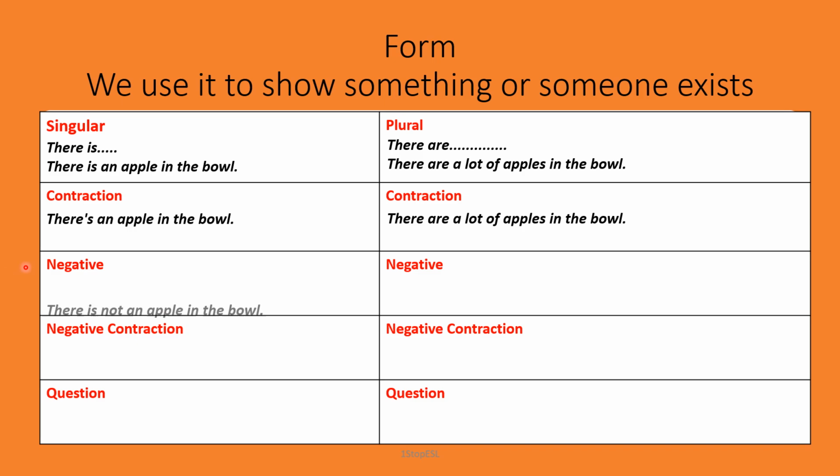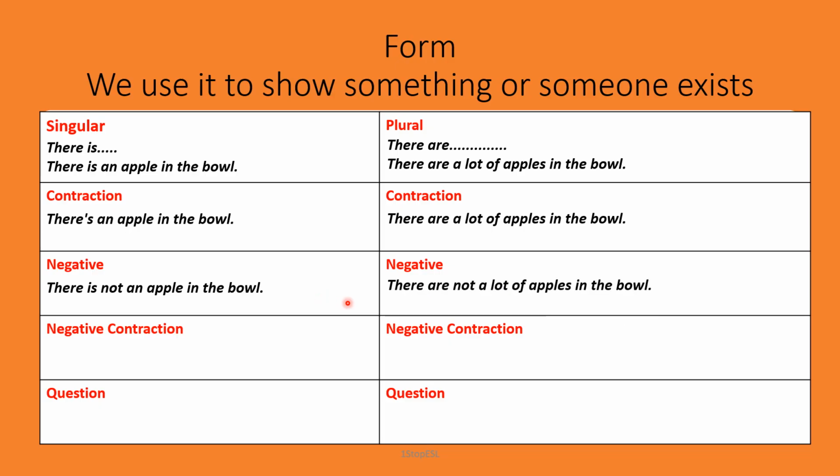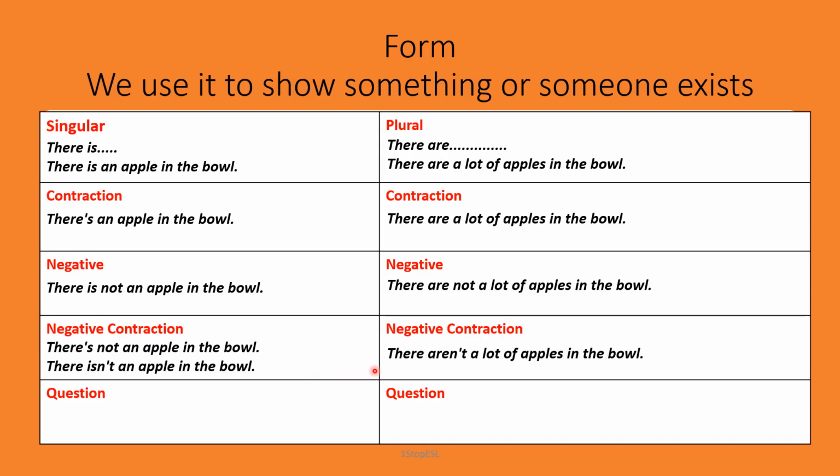Negative. There is not an apple in the bowl. There are not a lot of apples in the bowl. Negative contraction. There's not an apple in the bowl, or there isn't an apple in the bowl. There aren't a lot of apples in the bowl.